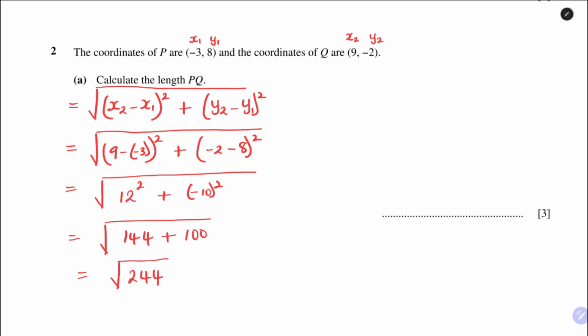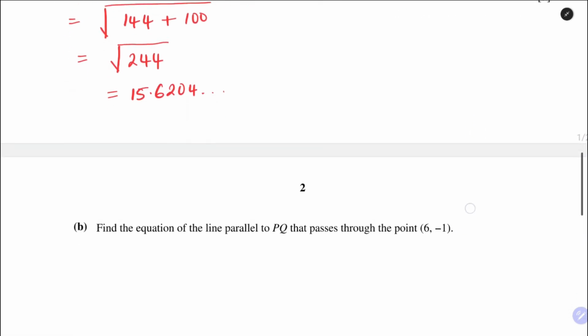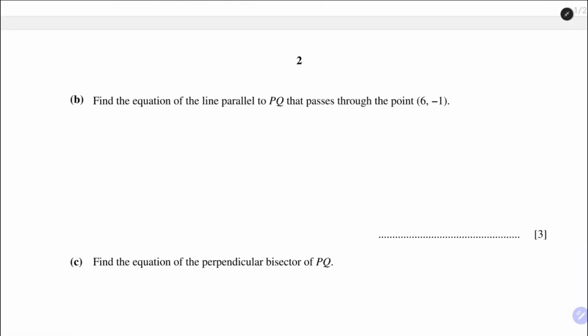You find out the square root of 244 on your calculator, and it's going to give you 15.6204 and so on. Since we are required to give our answer to 3 significant figures, it will be 15.6. All right, so we're done with the A part of this question. Now to the B part of this question.